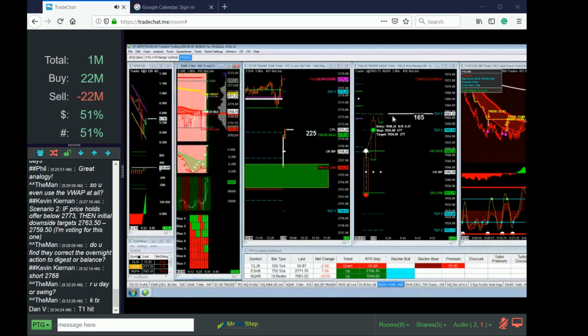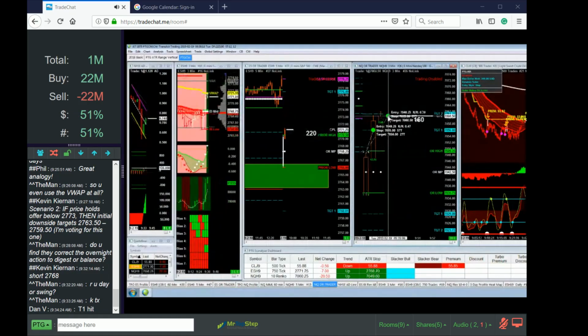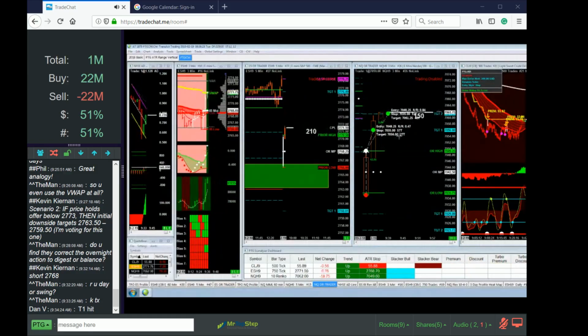All right, target 2 is fulfilled also. So those are your 2 targets. At this point, the opening range is complete.